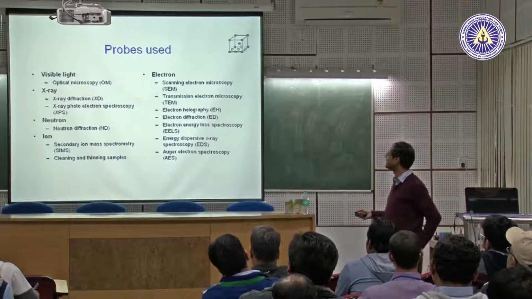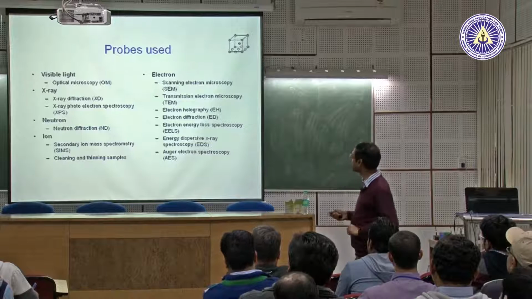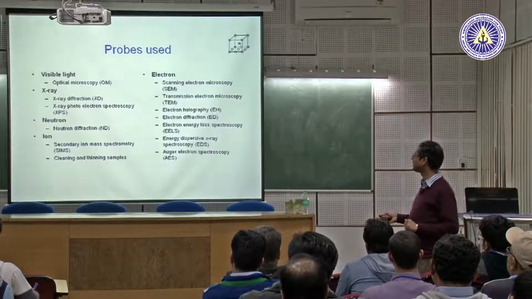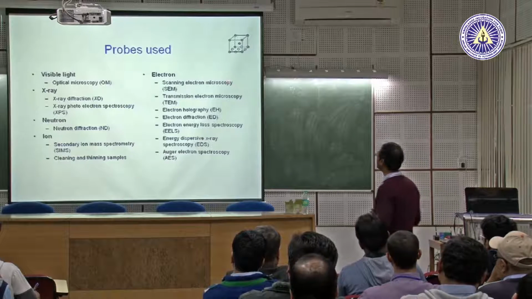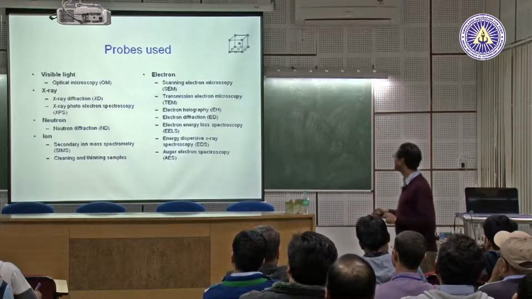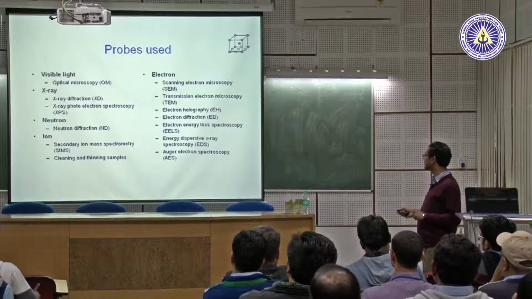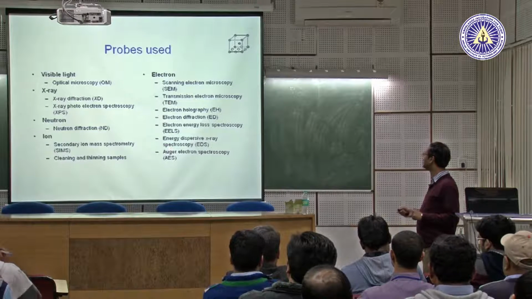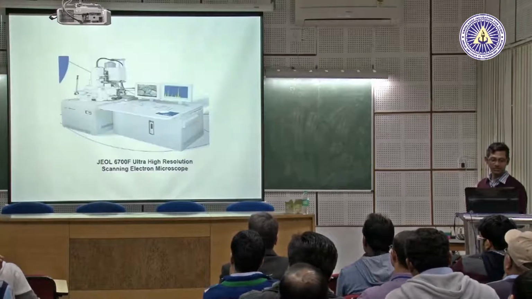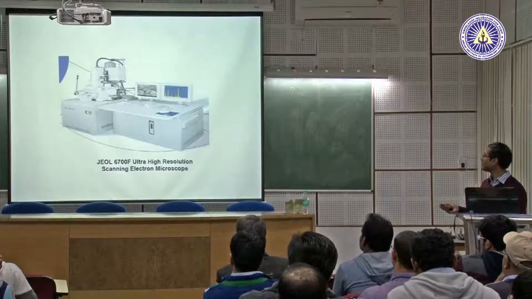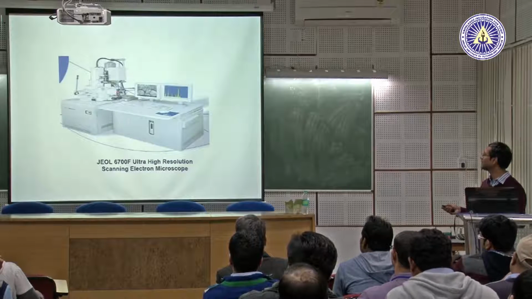Not only that, electrons can be easily focused compared to other things. Other things like neutrons and ions are very difficult to focus. X-ray is also not easy. So electrons can be easily focused. Okay, you can do holography, you can do diffraction, you can do spectroscopy, you can do imaging, all kinds of stuff.